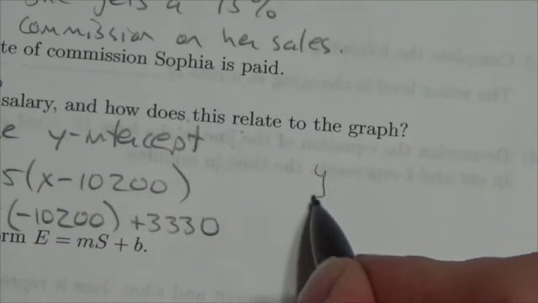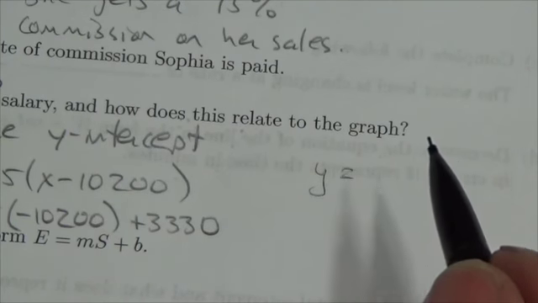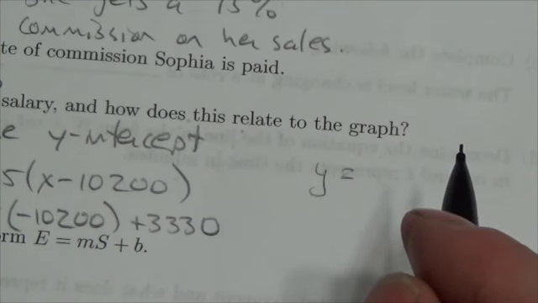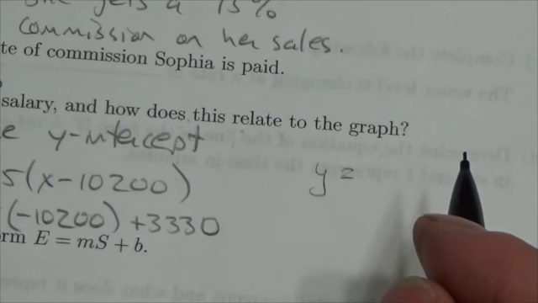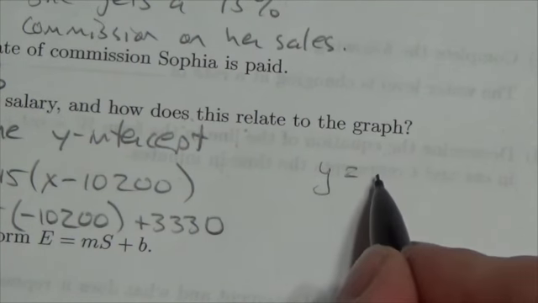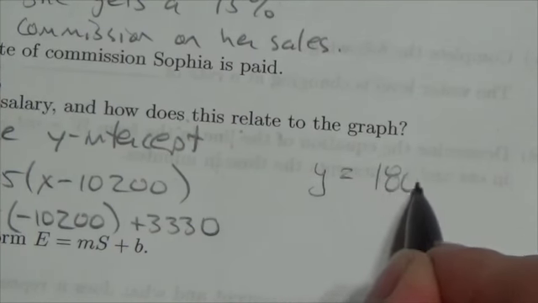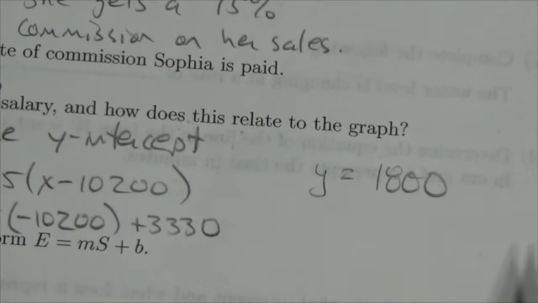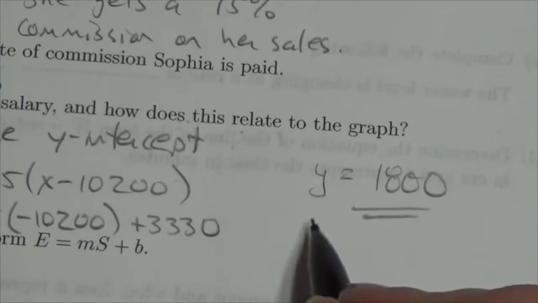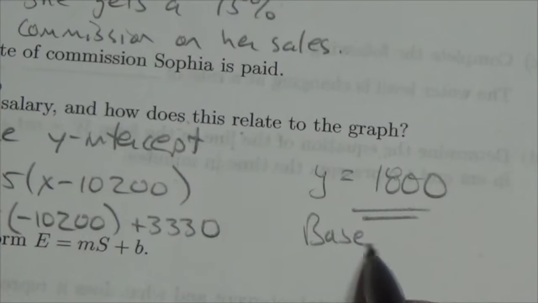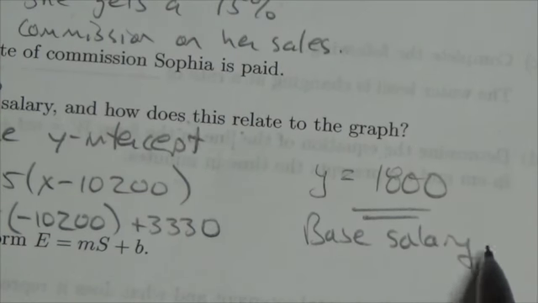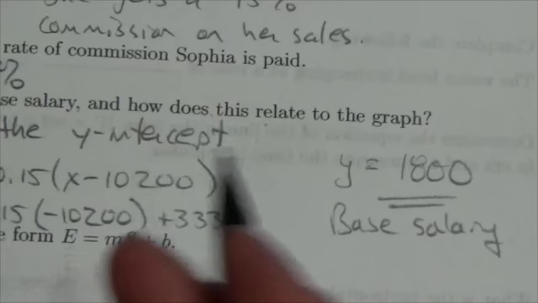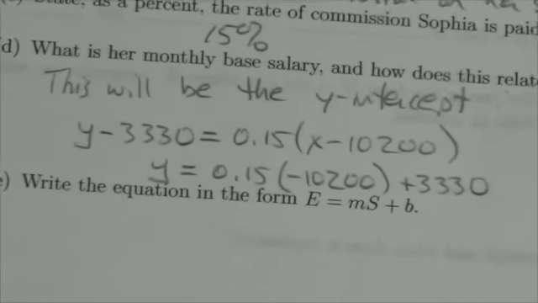And I will go to my calculator and do that right now. It's going to be 0.15 times negative 10,200 plus 3,330. And I get a nice number, 1,800. So this is her base salary. Every month she gets $1,800 plus 15% commission.